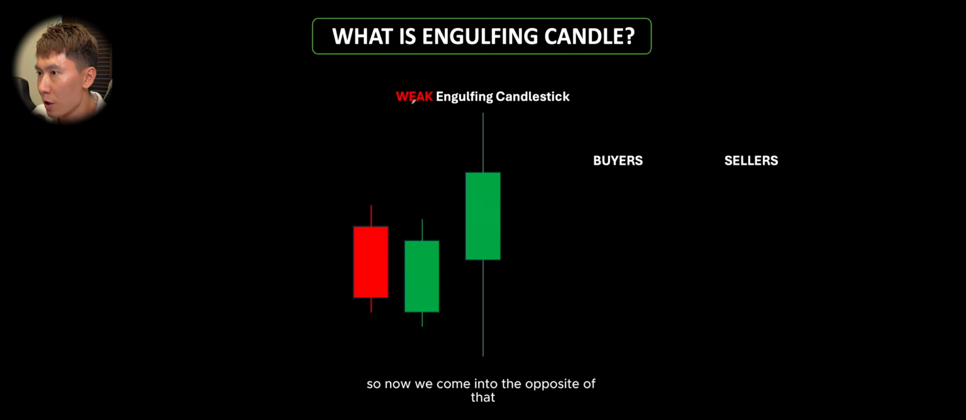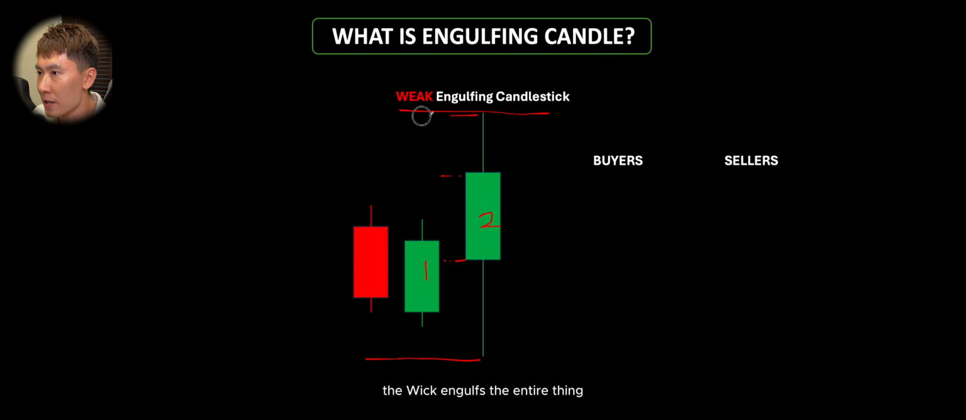Now we come to the opposite of that, where we have a weak engulfing candlestick. You can see the difference between candlestick 1 and candlestick 2 is that right now the body does not engulf candlestick 1. However, the wick engulfs the entire thing. So this still means that there are a lot of buyers present in this candlestick.